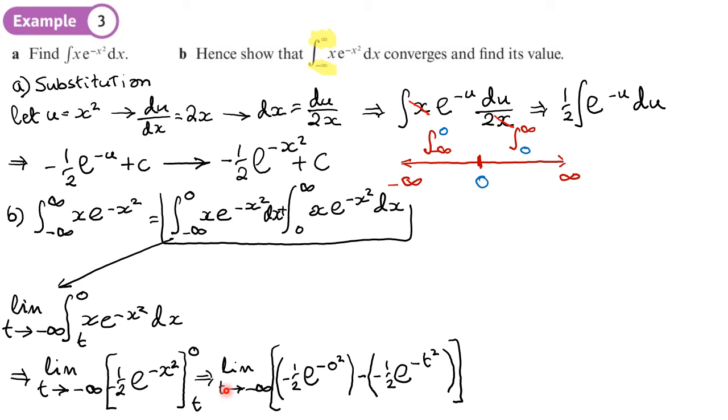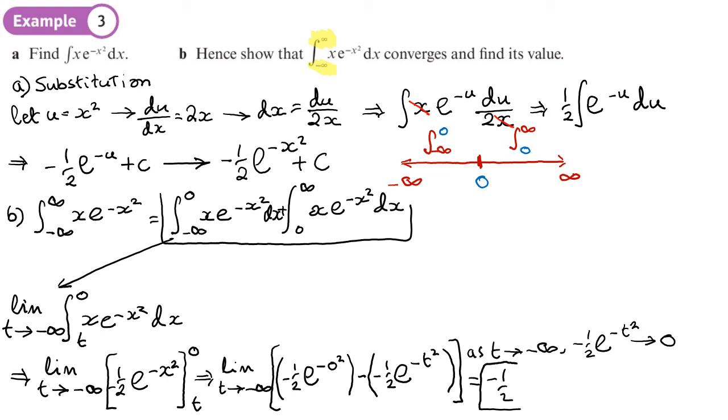Now as t approaches negative infinity, or infinity if you've chosen the limit as negative t, this part here we're going to get a very big power, and as the power gets bigger, this whole thing gets smaller and smaller and smaller. It's going to approach 0. So as t approaches negative infinity, this negative a half e to the minus t squared is going to approach 0. So all of this evaluated is just going to become negative a half.